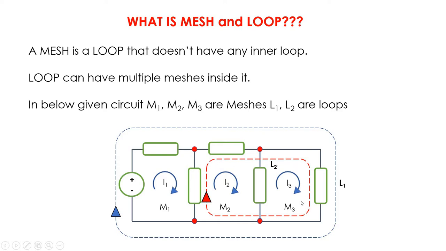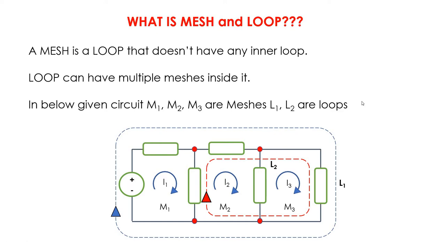And if we talk about these two closed paths, one that is drawn here in red color and the other one, this one. So you can clearly see that this closed path is having two inner closed paths as well. The first one is the M1, M2, and the second one is the M3. So this closed path will be called a loop because you can create multiple meshes from this closed path. So this will be called a loop. So M1, M2, M3 are the meshes here, and L1, L2 are the loops. So this is the basic difference between a mesh and a loop.